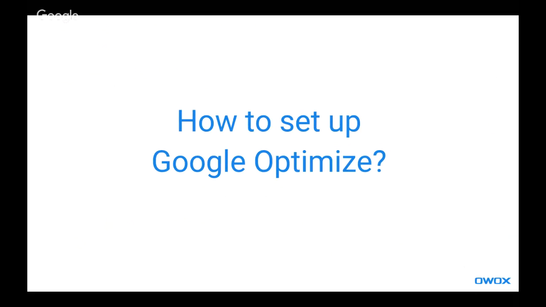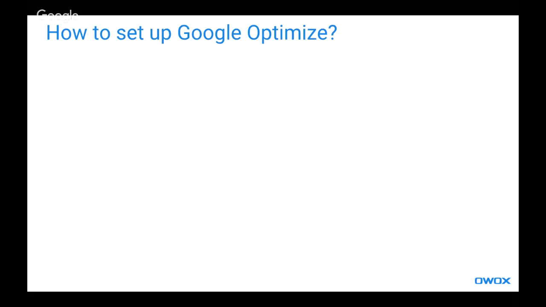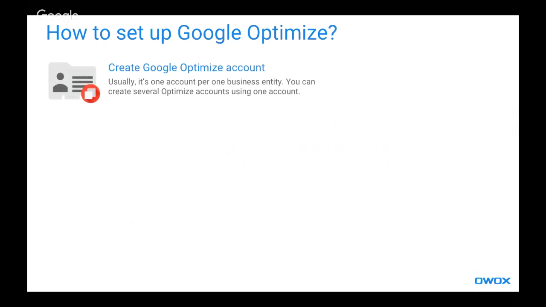How to set up Google Optimize? Let's get closer to practice. Let's get our hands on. What you have to do first is to create Google Optimize account. Usually it's one account per company, and you can create several Google Optimize accounts with one Google account.